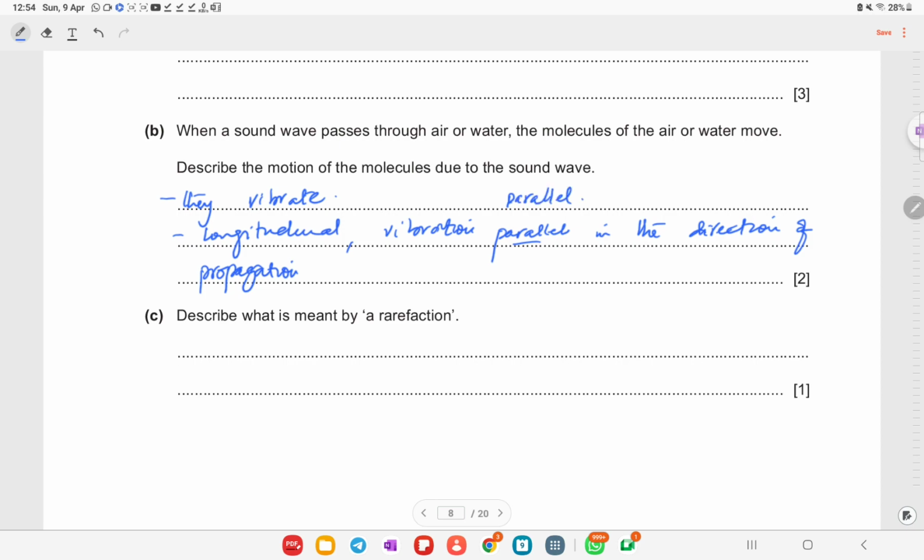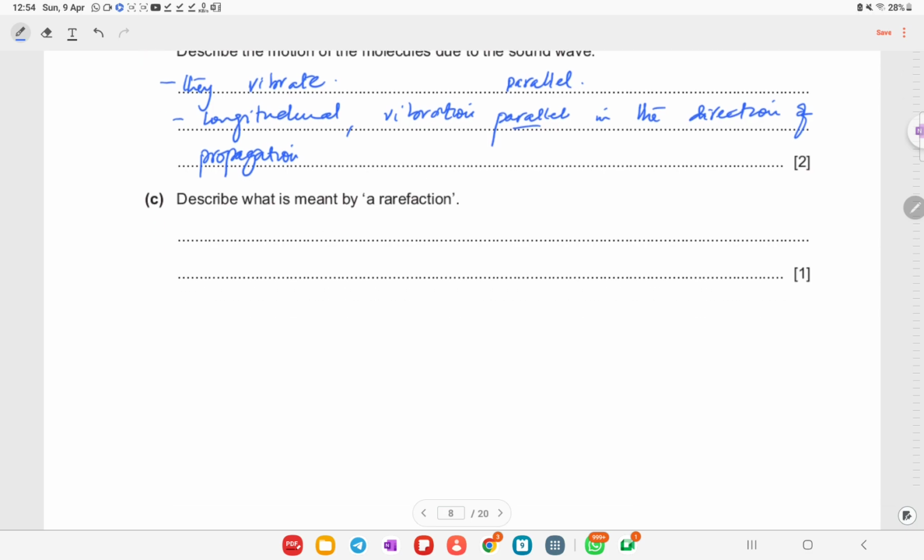Okay. Describe what is meant by refraction. This is the area where the particles are far away.